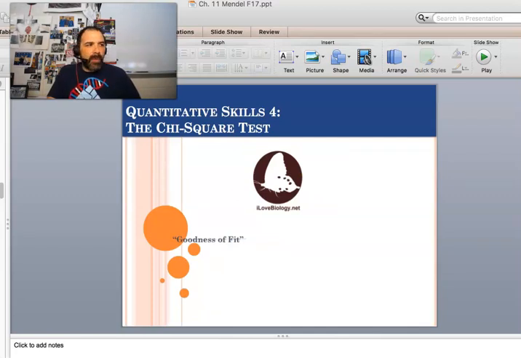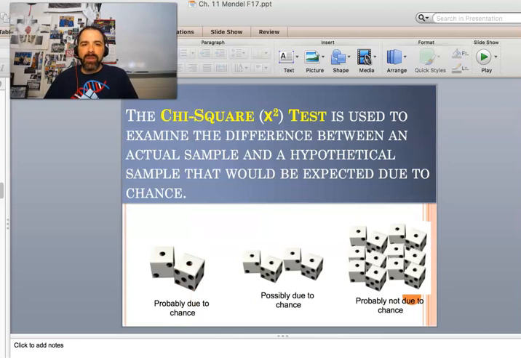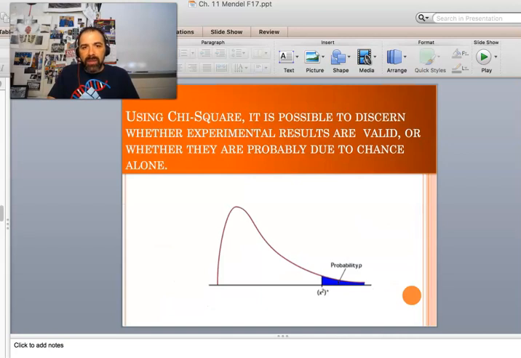Speaking of the chi-square, I'm going to go through this pretty quickly. You'll have this PowerPoint. The chi-square is used to examine the difference between an actual sample and a hypothetical one. So if you roll a die and get snake eyes, it's possibly due to chance, probably not due to chance. Using a chi-square, it's possible to discern whether experiments are valid or whether the results are probably due to chance.